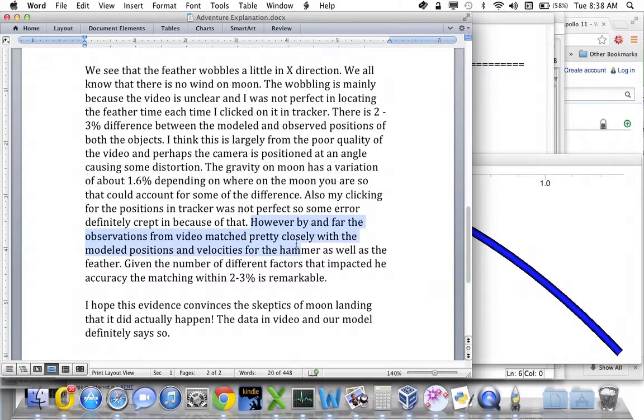However, by and large, the observations from the video match pretty closely the modeled positions and velocities for the hammer as well as the feather. Given the number of different factors that impacted the accuracy, the matching within 2 to 3% is remarkable. I hope this evidence convinces the skeptics of the moon landing that it actually did happen. The data in the video and our model definitely says so.